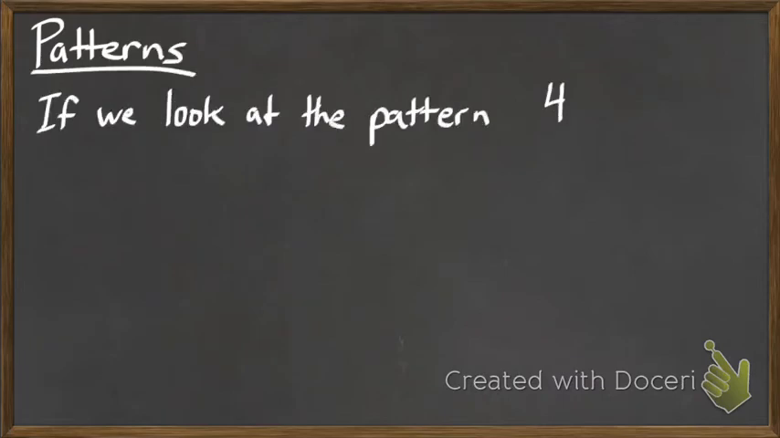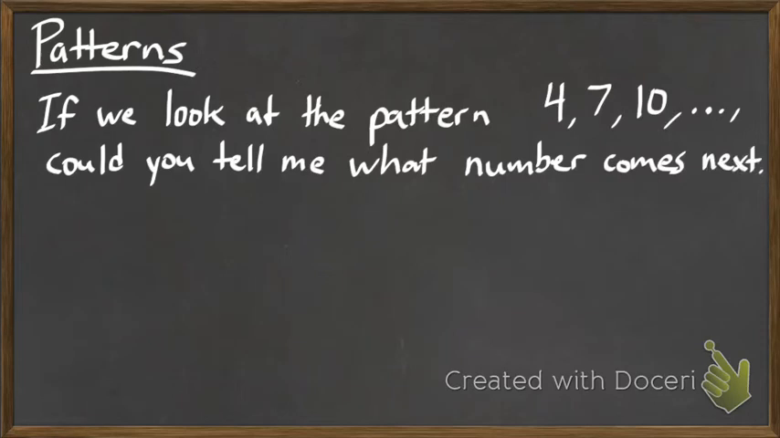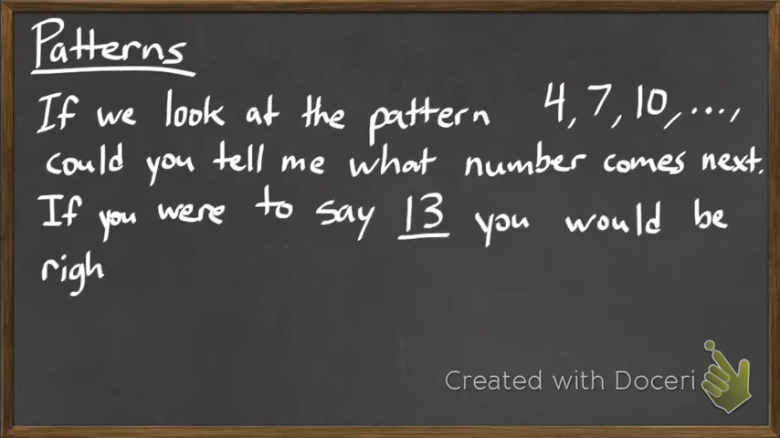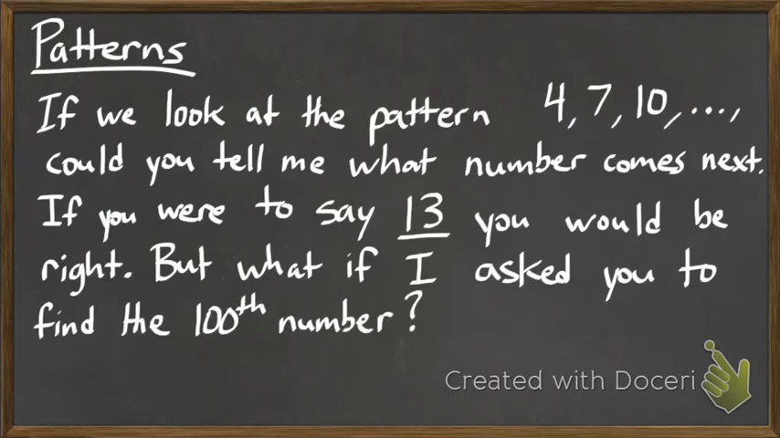So if we look at the following pattern, 4, 7, 10, and so on, could you tell me what number comes next? Alright, so if you're good at mental math, you can probably see that in this case we're adding 3 each time. So if you were to say that 13 was the next number, you'd be right. But let's add some more difficulty. What if I asked, what is the 100th number in this pattern?